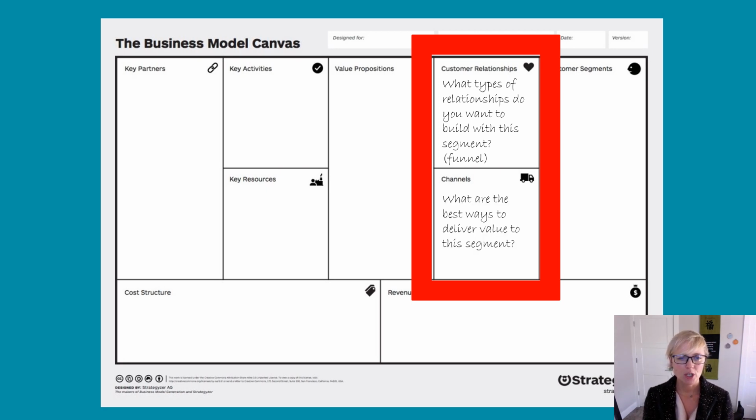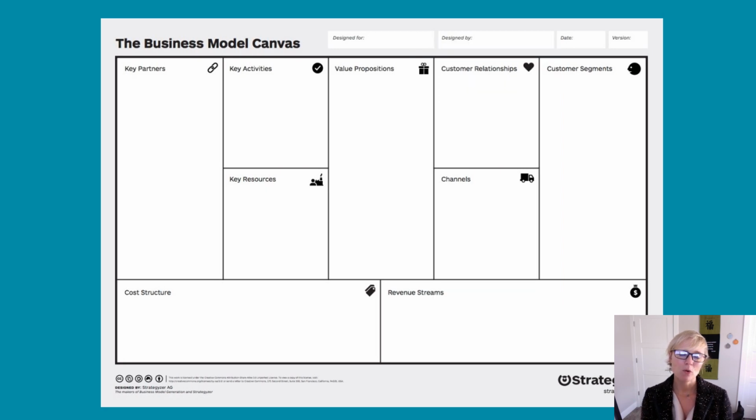And the customer channel is how are you going to deliver value to this segment? Are you going to have a brick and mortar store? Is it going to be online? What is it that you are going to be doing to bring value to your customers?